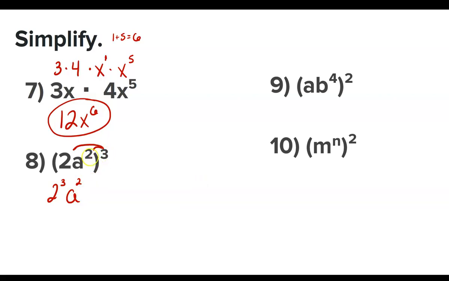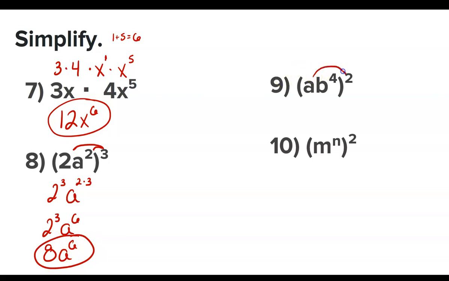Well, we have one exponent inside and outside the parentheses, so we need to multiply. So we'll have 2 to the power of 3 times a to the power of 6. Now I can simplify that. 2 to the power of 3 is 8, because 2 times 2 is 4, times 2 is 8. So our final answer is 8a to the power of 6.